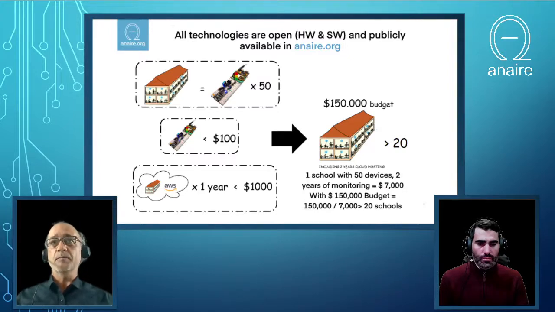So with a budget of around $150,000 we will be able to cover more than 20 institutions, mainly public schools, because we think that's one of the places where this technology can help most to provide COVID-safe environments, or at least a little bit safer, and also provide interesting insights about the protocols that can be followed.